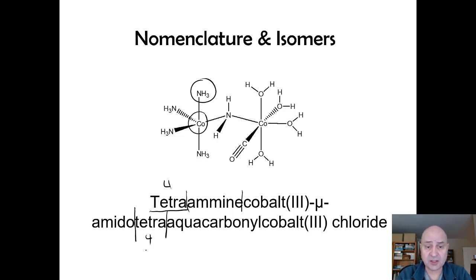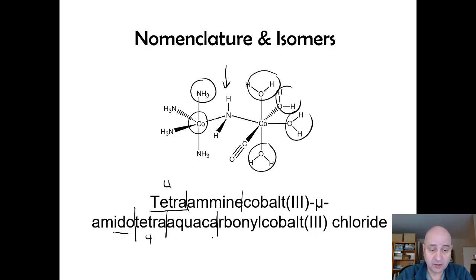Because there's nothing else attached to that first cobalt center. So dash mu dash must mean this is a bridging ligand, and that's exactly what that is. Amido is the ligand, so this is an amide, which has a negative charge, so that's implied by the ending here. And then we have tetra, 4 of something, 1, 2, 3, 4, that's water. We call water aqua, also not a big deal here. So those are the water ligands. And then, well, it's aqua, and I cut it off here in the wrong place. So there's a carbonyl, and we talked about carbonyl ligands.